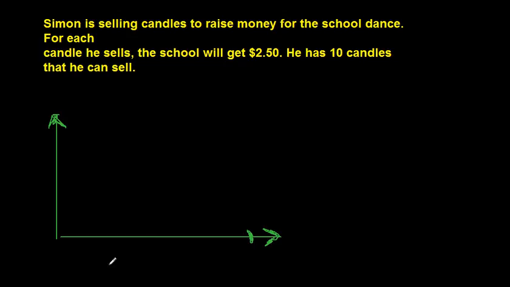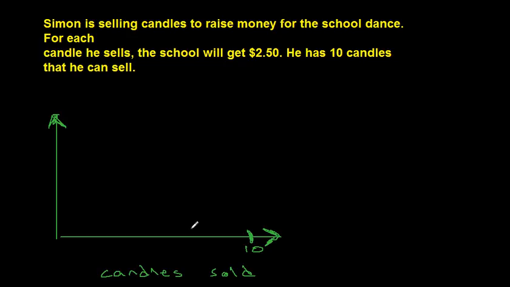Why is it candles over the money? Because the number of candles is the value that you change. It's your control, isn't it? You're controlling the amount of candles. Or another way to say it, it's independent. And if it's independent, that makes money dependent. The amount of money that you get is dependent on how many candles you sell.